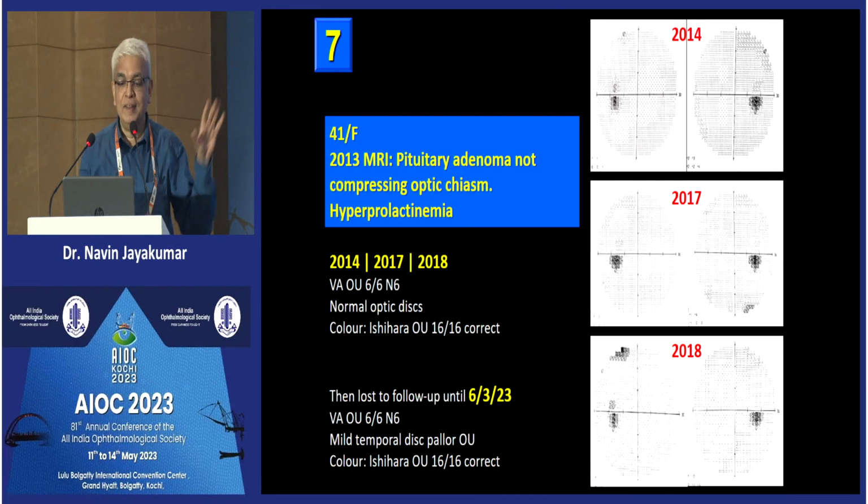Okay. This is a patient that came to me. She's a known patient of pituitary adenoma, hyperprolactinemia, and she came over several years, in 14, 17, and 18. Optic nerve function good, visual acuity good. I used to do serial fields, and then she was lost to follow up because of COVID and all, and she came recently. Slight temporal pallor now. Color vision is still good.